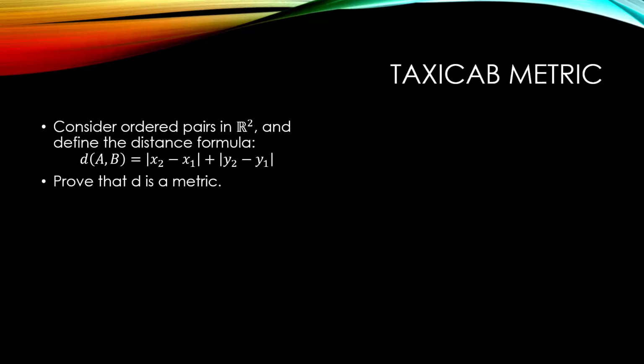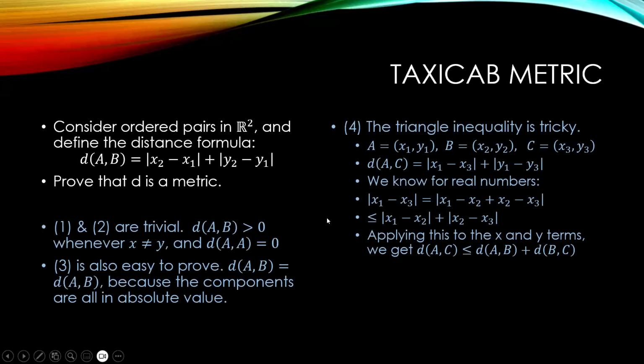The next one's a good one, the taxicab metric, also known as the Manhattan metric. Consider ordered pairs in R2 and define the distance formula to be the difference in the x direction plus the difference in the y direction, both under absolute value. Prove that this is a metric. Again, this one's not terrible to show, at least for the first few. Triangle inequality, it's always tricky.